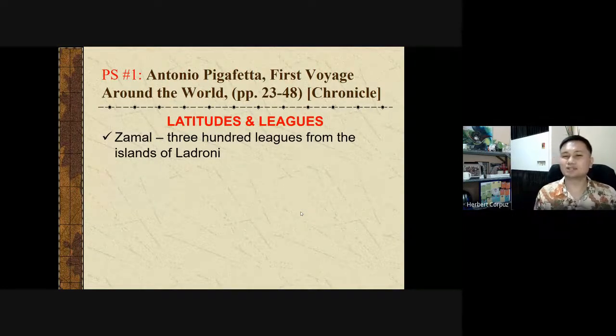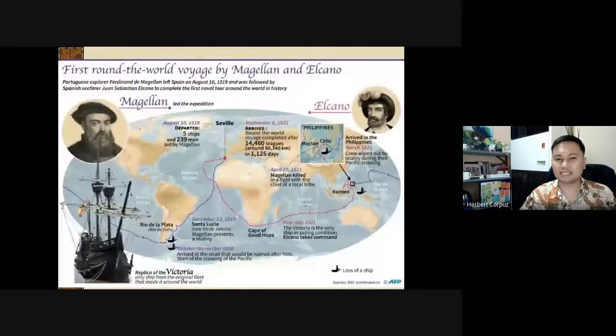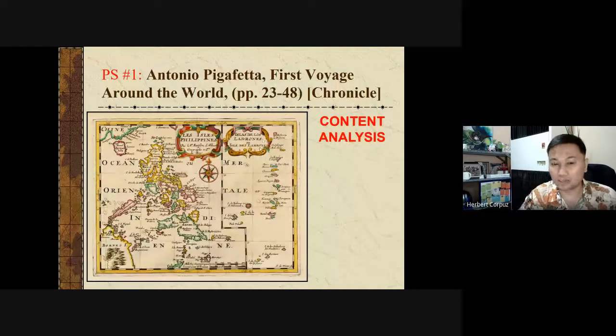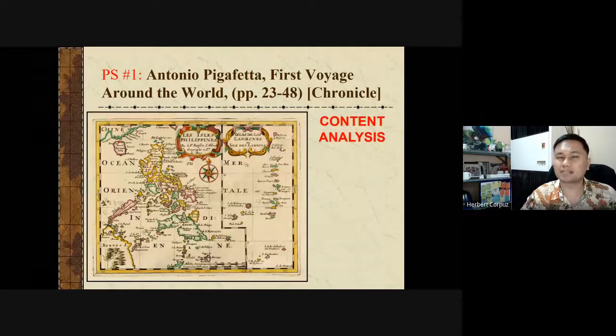Pag sinabi naman natin leagues, ito yung per kilometer. Ilang kilometers ang nilakbay mo bago ka nakarating doon sa nasabing lugar, and that is what we call leagues. Usually this is the old measurement, but we are referring to kilometers here. Zamal is what we call Samar in the present day Philippines. So they reached Samar, 300 leagues from the Islas de los Ladrones. Meaning to say, kung sabihin natin na per league there is 3,000 kilometers, so 3,000 times 300, ganun kalayo ang Islas de los Ladrones going to Zamal or Samar. Tignan natin kung saan ang Samar dyan sa mapa ng Pilipinas.